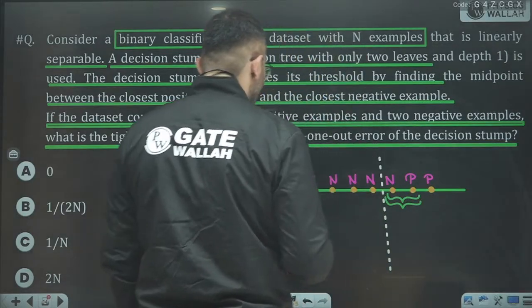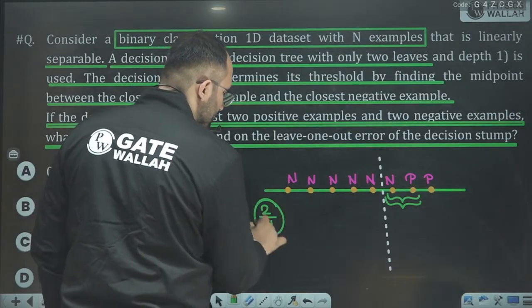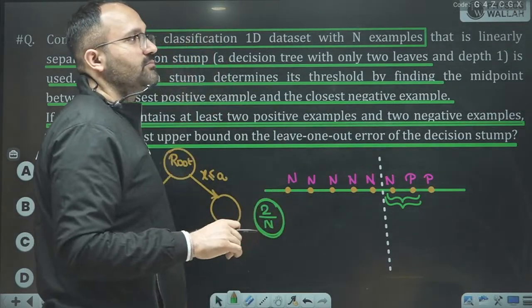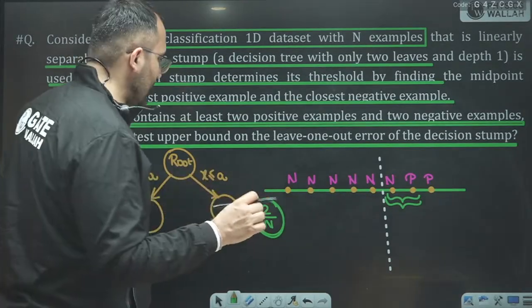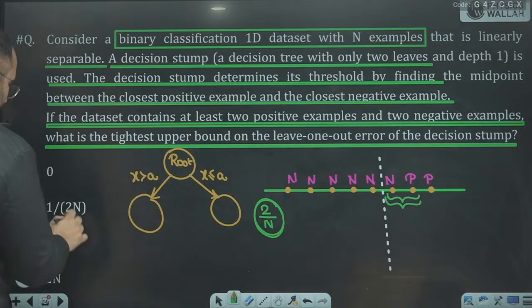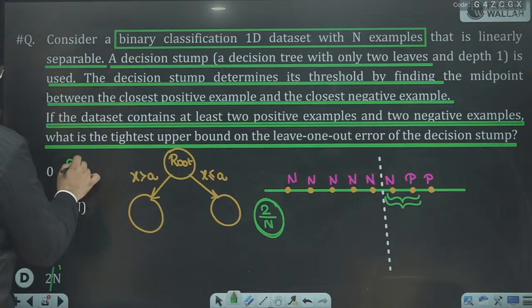So out of n points, 2 points may go in error. This is the upper bound. Not more than 2 can be there. Maximum 2 errors can be there. So 2 upon n will be the answer, 2 divided by n. So what is the upper bound? Upper bound is 2 divided by n.